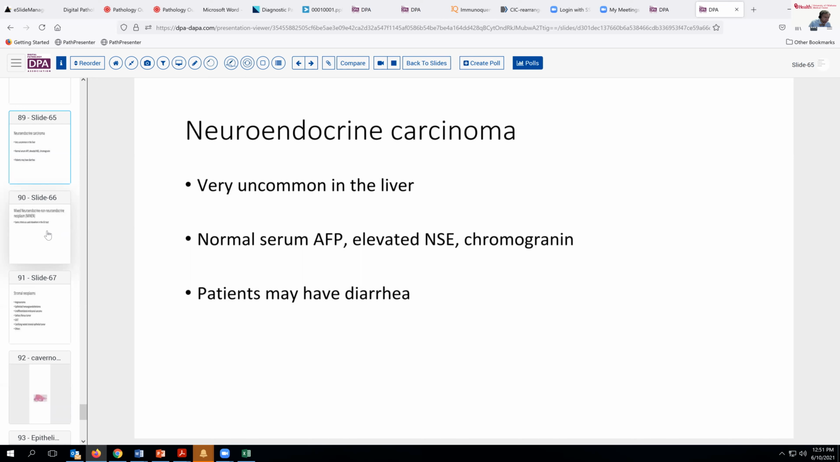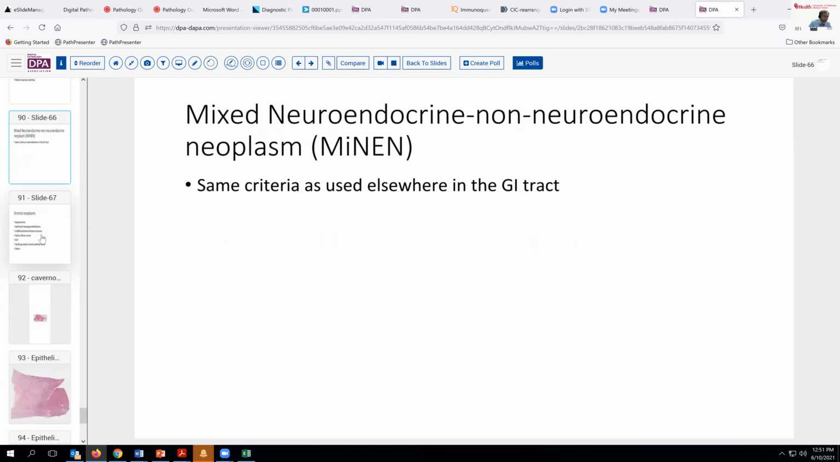Neuroendocrine carcinomas, again, very uncommon. These will usually have an elevated serum marker, either NSE or chromogranin, and normal AFP. And these patients may have some evidence of hormonal production in terms of a clinical serotonin type scenario with diarrhea or other intestinal tract symptoms.